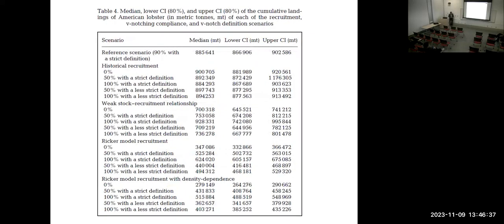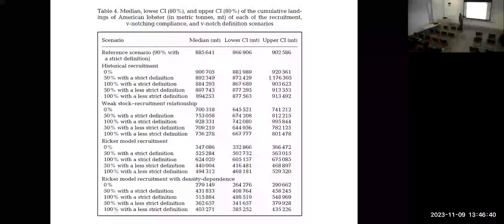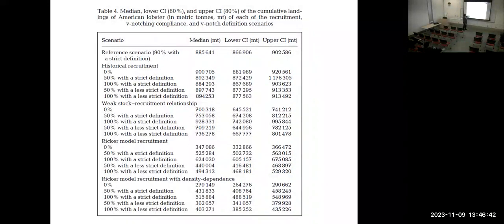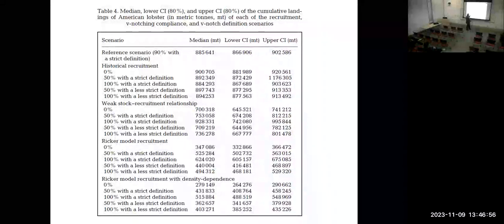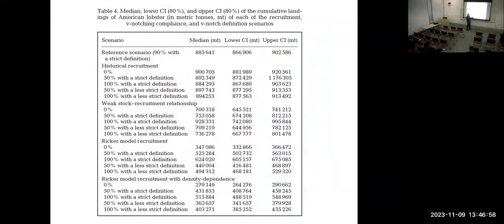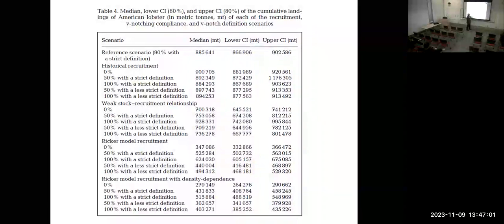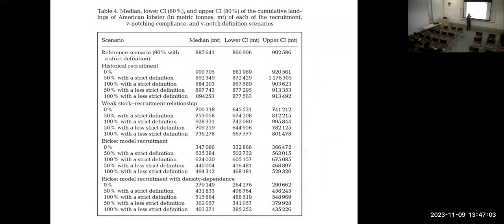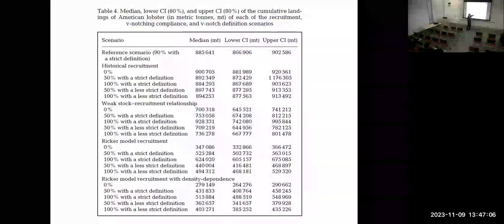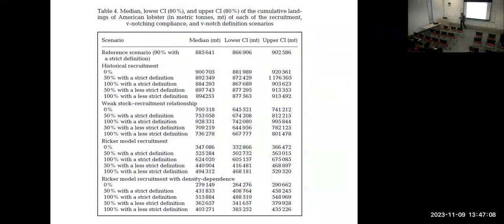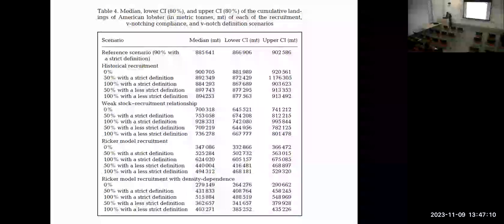If you look at this one, I apologize for a very busy slide here, but just look at the 100%, this is always the highest. This is the landing. If you look at the 100%, it's a cumulative landing over 20 years. Even though those others probably catch more, over that evaluation period, when you V-notch the lobster, 100% compliance always has the highest landings. So that conservation measure is really important.